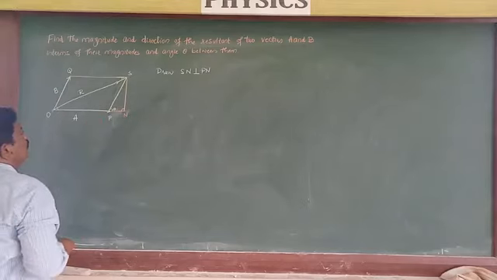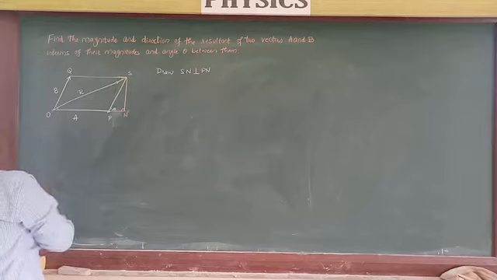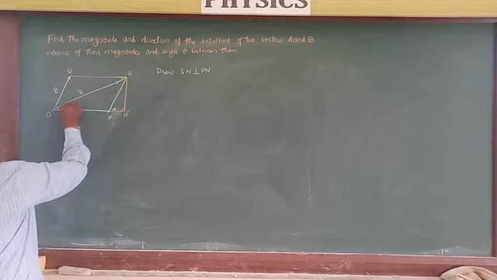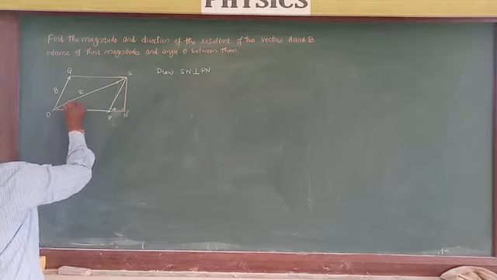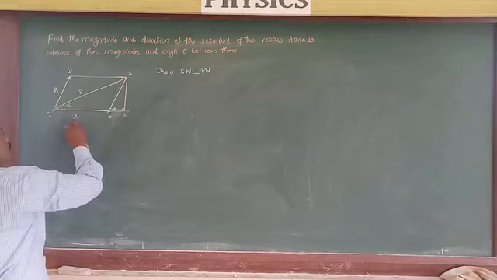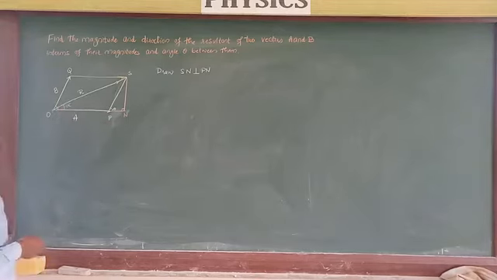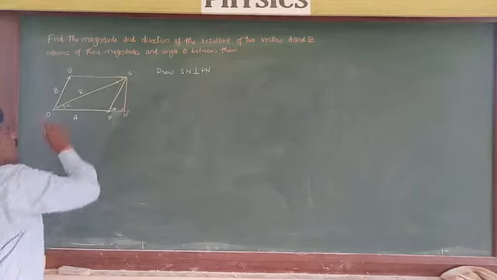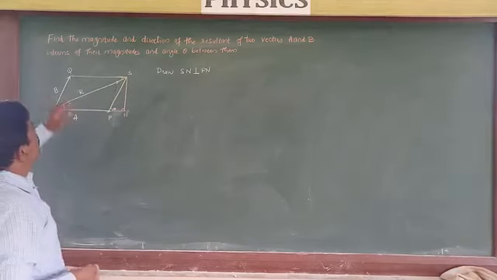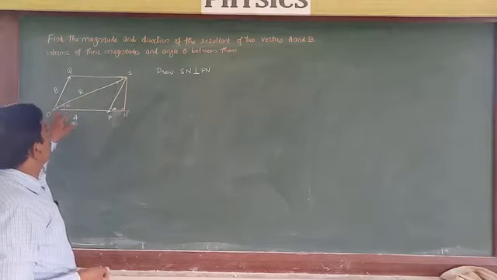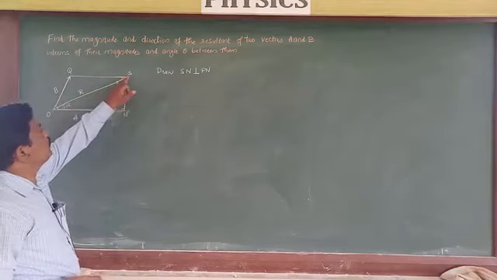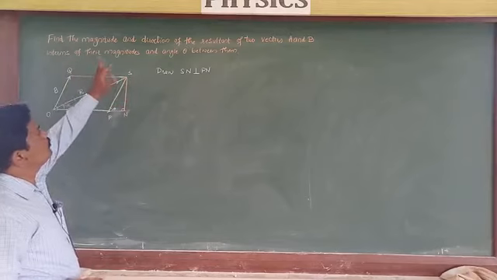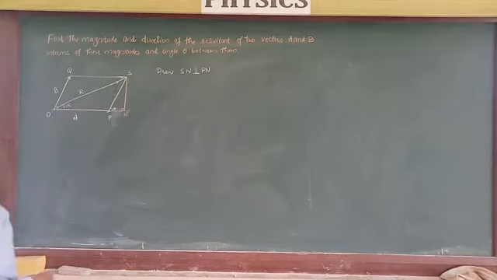Okay. Let alpha be the angle between vector A and the resultant. That is, angle POS is alpha, and that is the direction of the resultant, and the length of the line OS is the magnitude of the resultant.